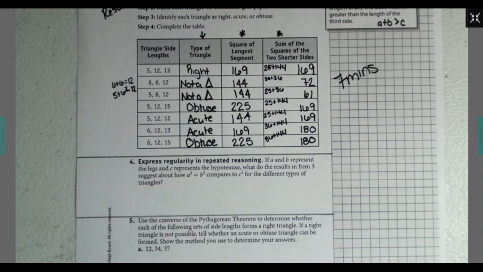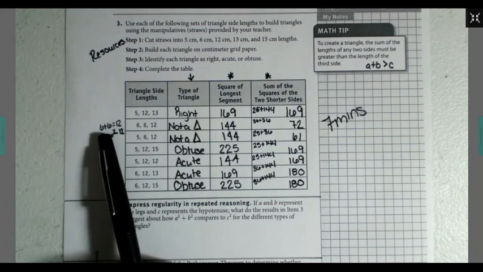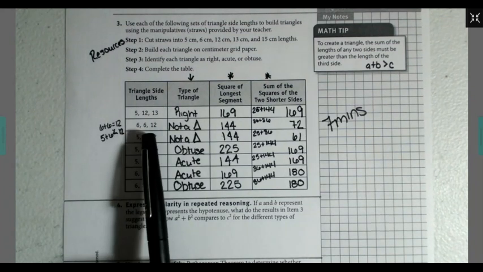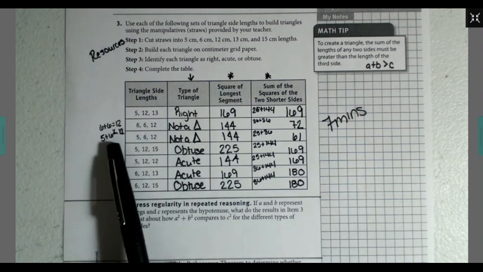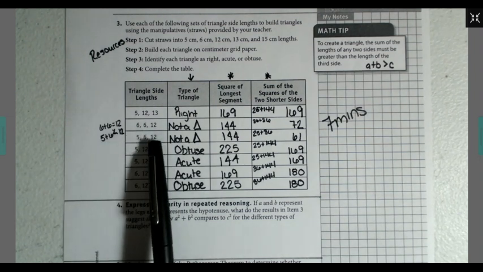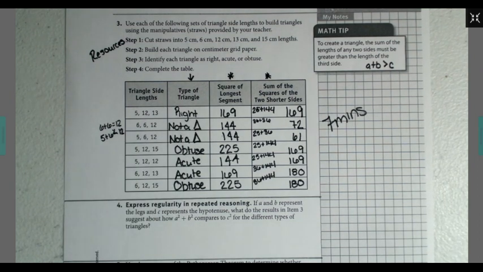Okay. I want to go back to those two that I considered not a triangle. Up here, it had stated that any two sides must be greater than the third side. Well, 6 plus 6 are two sides, but that's not bigger than 12. That's equal to 12. Same thing here. 5 plus 6 is 11, which is not bigger than 12. So that's the reason why these two are not triangles. All the rest of them, when you add the two smaller sides, it's always bigger than the third side.